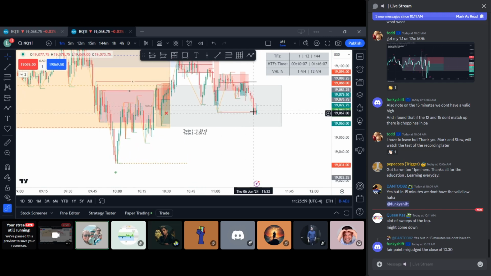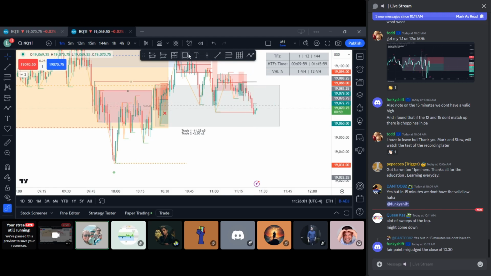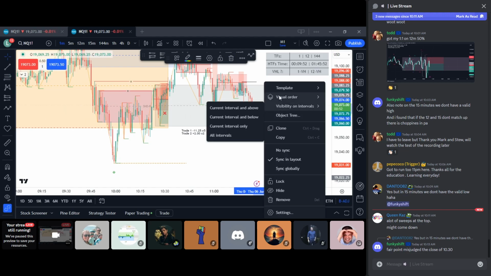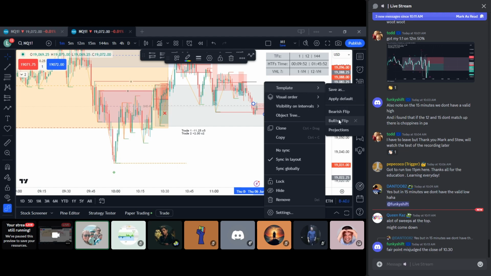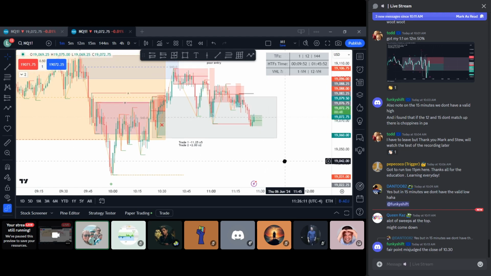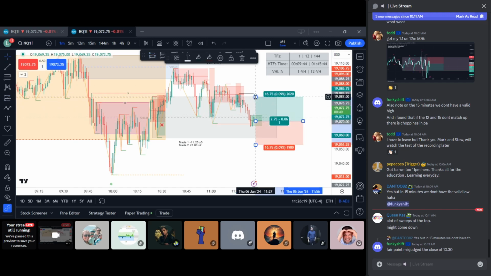So like this would be our sweep. Then if we validate, it would look like this. It would be your bullish move. So you're waiting for it to close above the zone, and then tap back into the candle.